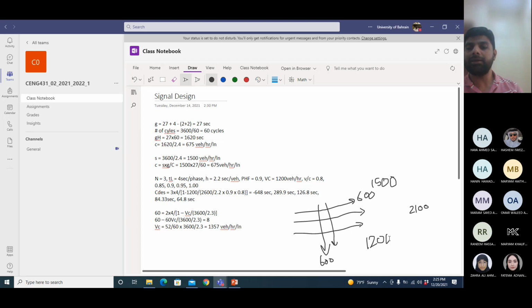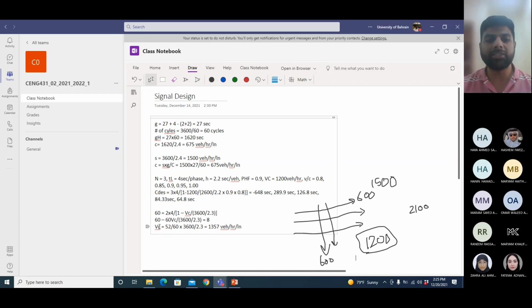Now this 1200 is less than the maximum for the signal, 1357, so I can stop here. My final design is 3 lanes in the east-west direction and 2 lanes in the north-south direction, and it will give me a volume which is less than the maximum of my signal. Let me call the initial value VC dash, the one which you calculated, and the final value for VC with these number of lanes is 1200 vehicles per hour per lane. So this is the final value.